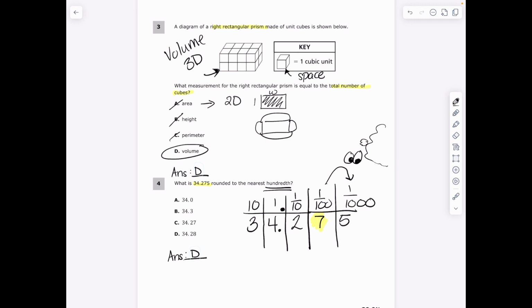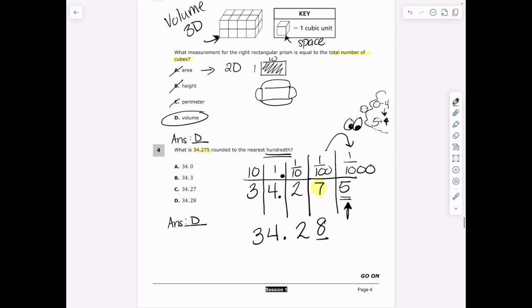And you're going to ask yourself, is my number 0 to 4? I know I'm going to round down to the floor. If it's 5 or more, I get to round up to the next number. So 0 to 4, round down to the floor. 5 or more, round it up to the sky. So because this is a 5, I'm going to round up. So this number rounded up becomes 34 and 28 hundredths. Okay? So that's where I got this answer right here.